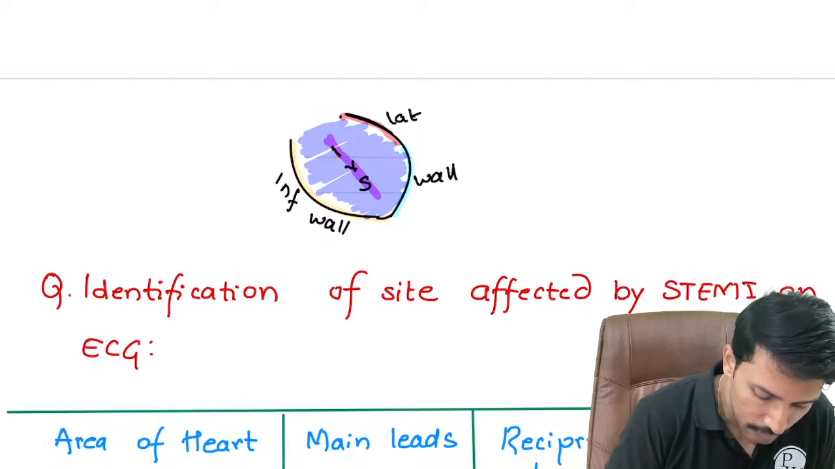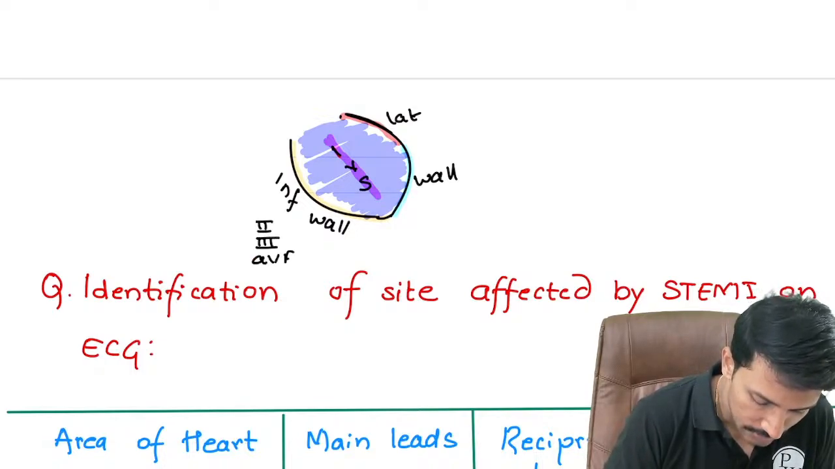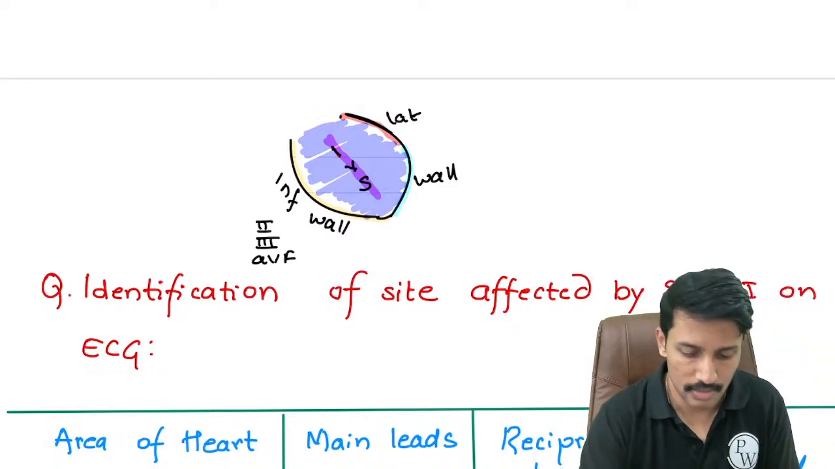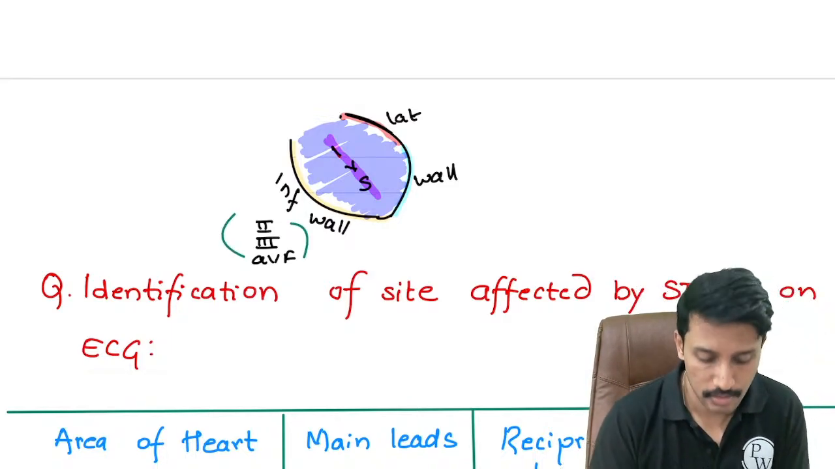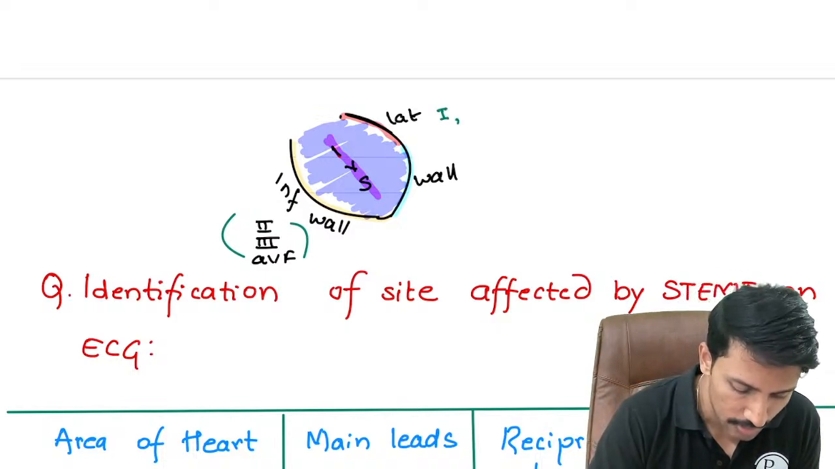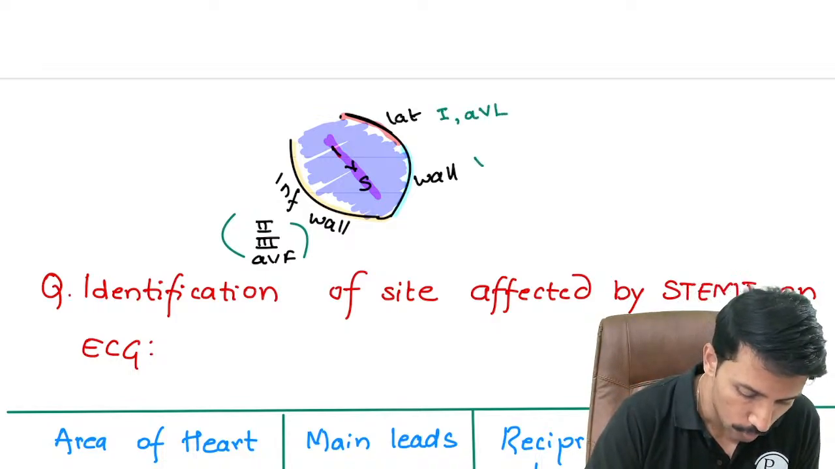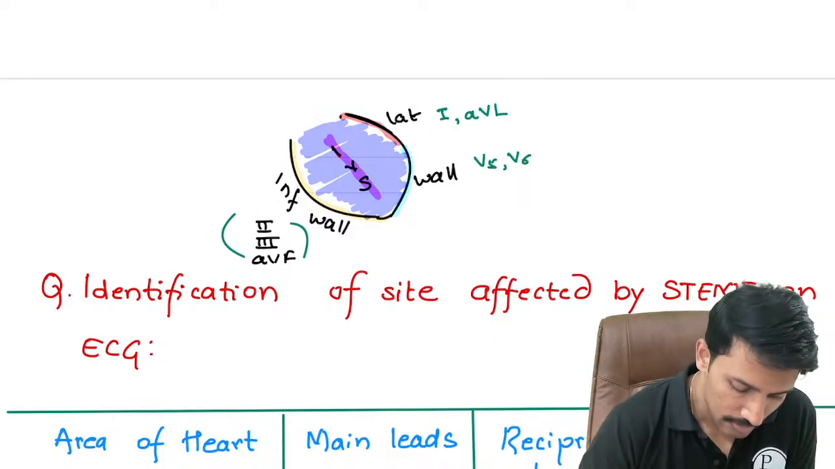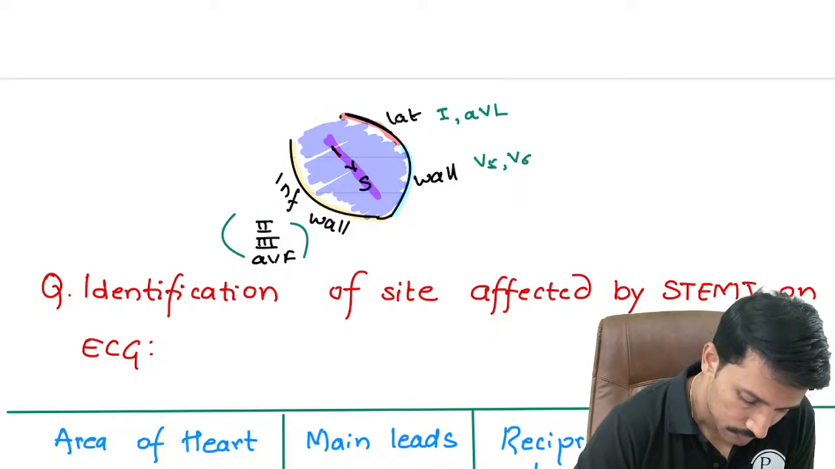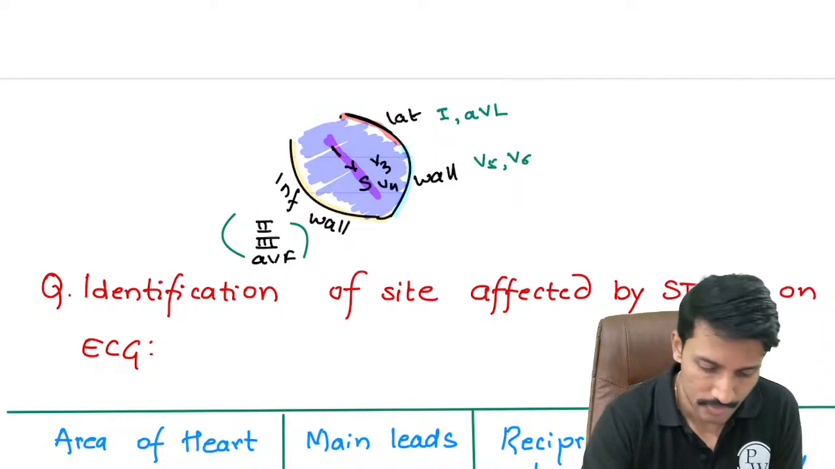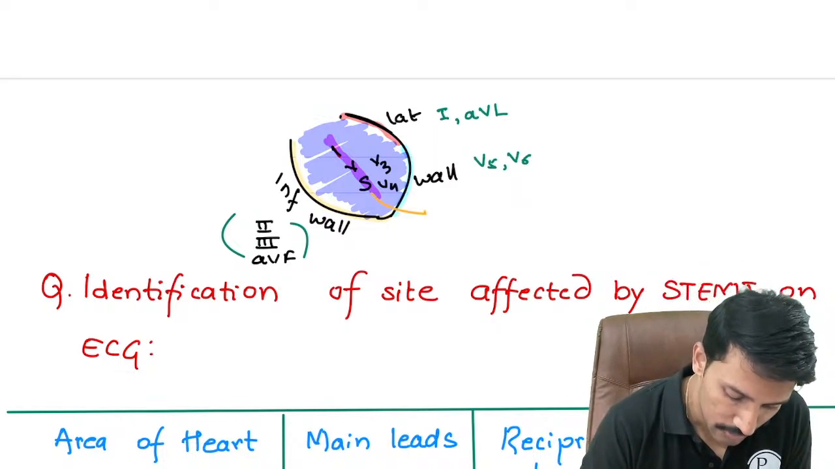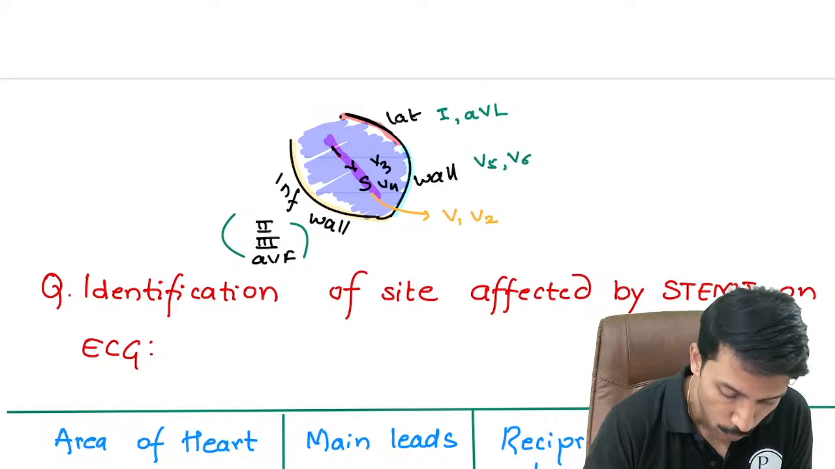For the inferior wall, I have leads 2, 3 and AVF. Which leads are for the lateral wall? For the higher portion of the lateral wall, I have 1 and AVL. For the lower portion I have V5 and V6. For the anterior wall, I have V3 and V4. And for the interventricular septum, I have V1 and V2.